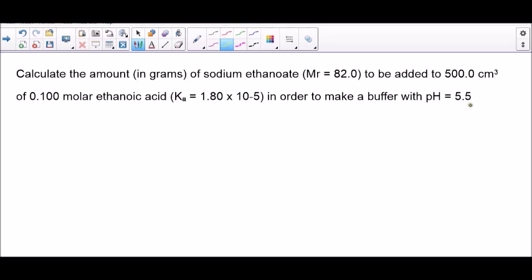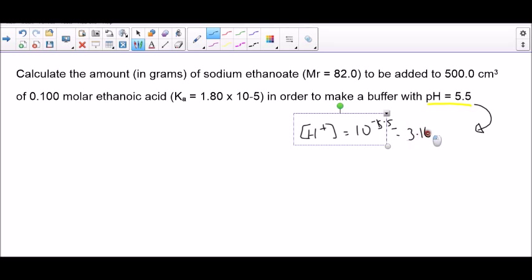So the first thing I'm going to do is look at this pH at the end here, and it's fairly easy to pick up marks. If you see a pH, you should always convert that back into H+ concentration using H+ equals 10 to the minus pH, like that, and that gives us a value of 3.16 times 10 to the minus 6, and we'll get 1 mark for doing that.